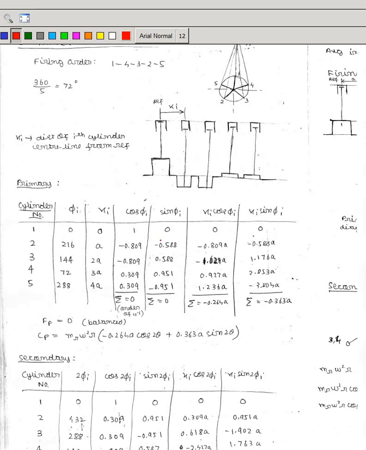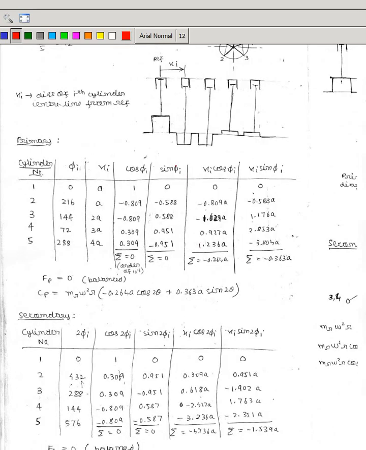Now cos phi, sin phi, xi cos phi, xi sin phi. So these are the sums. So this is a full primary force and couple. So if you sum this cos phi, you would get 0. If you sum the sin phi, you would get 0. That means primary forces are balanced. But if you sum this, you get this. If you sum this, you get this.